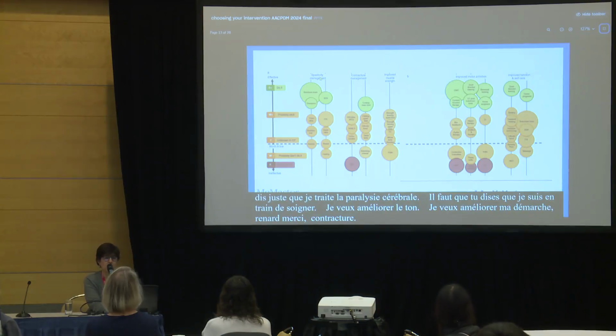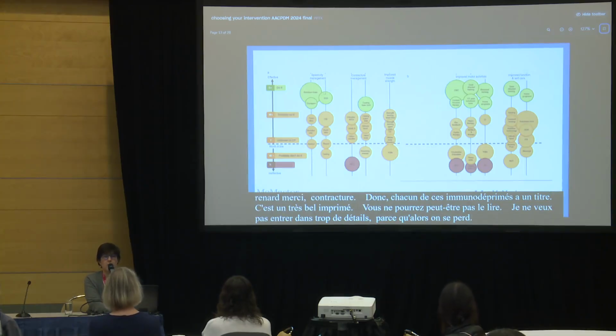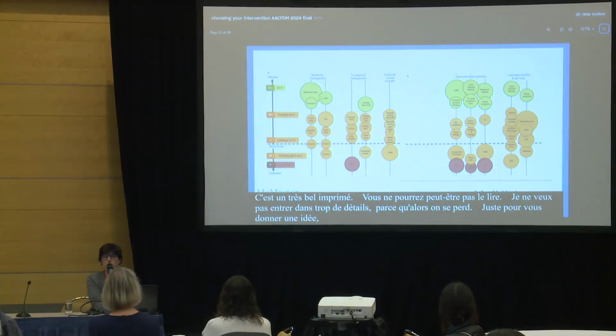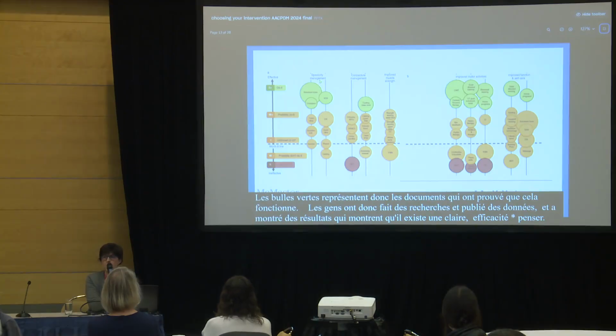It's very fine print. You might not be able to read it. And I don't want to go into too much detail because then you get lost. But just to give you an idea, the first column here is about spasticity management. And so the green bubbles stand for papers that showed evidence that it's working. So people have done research and published data and shown results that there is a clear effectiveness. The size of the bubble reflects the amount of research. So the more research we have, the bigger the bubble gets.